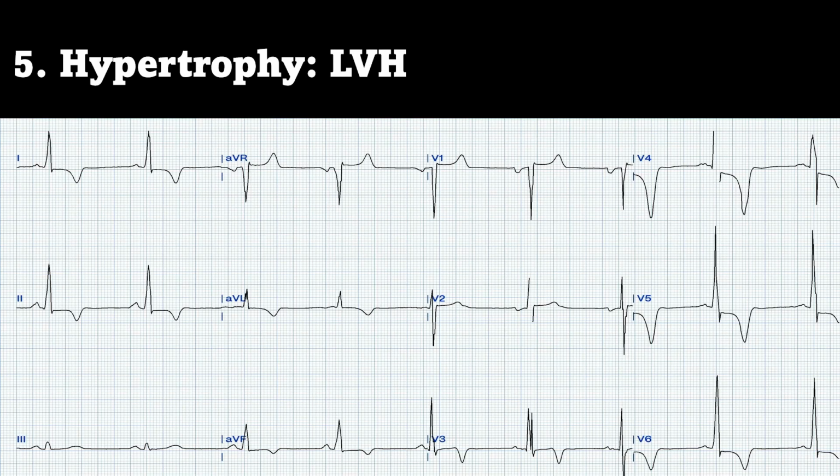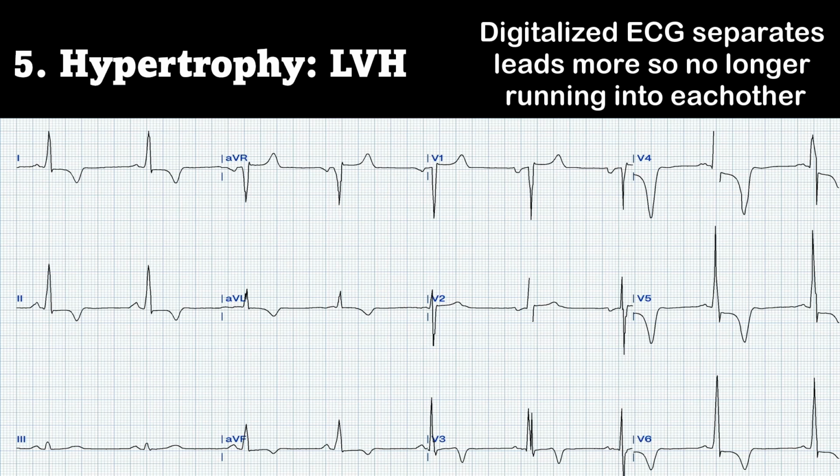All right, for LVH, we're going to look for high voltage. High voltage is just a fancy term for my QRS is massive and running into each other. If I'm looking at V4, V5, V6, I can't even tell where they start and end, along with my other ones like V1, V2, and V3. It's just really difficult to see where they all start and end. That's usually a telltale sign that it is LVH.